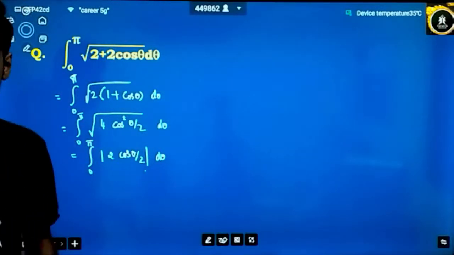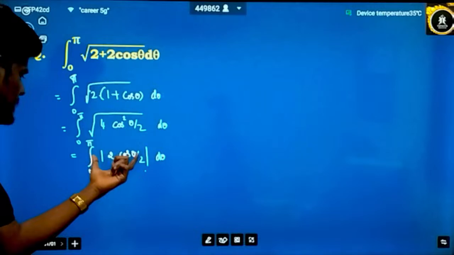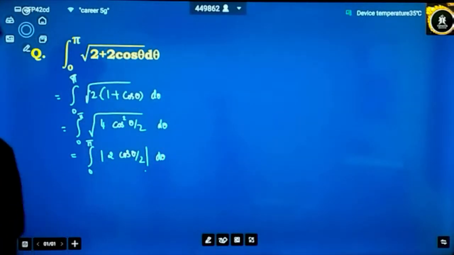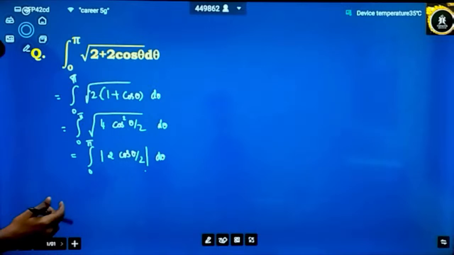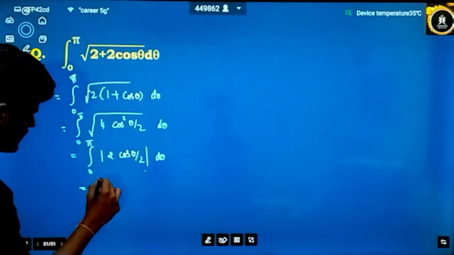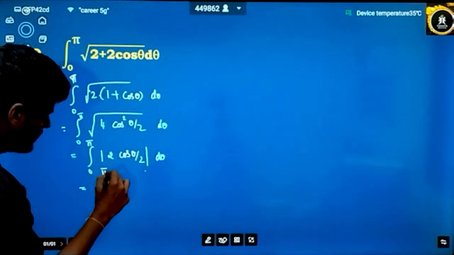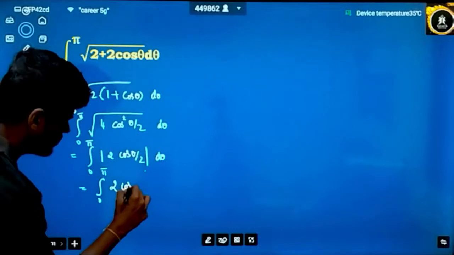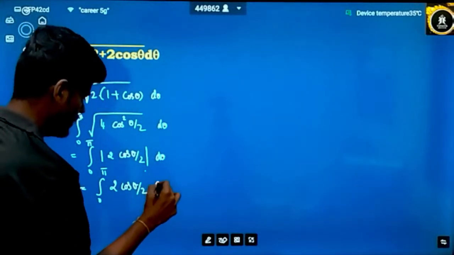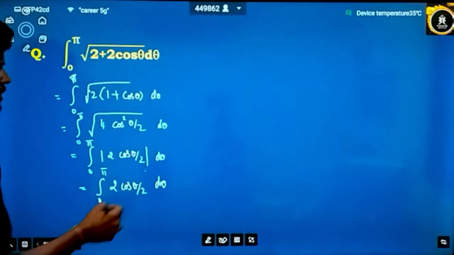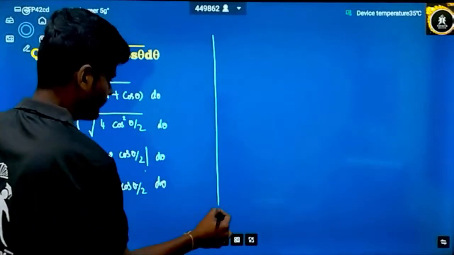And in the first quadrant, cos theta is always positive. That means this entire term will be positive. That is why we are going to open this modulus with a positive sign. That means we will get the integral between 0 to pi, 2 cos theta by 2 d theta.